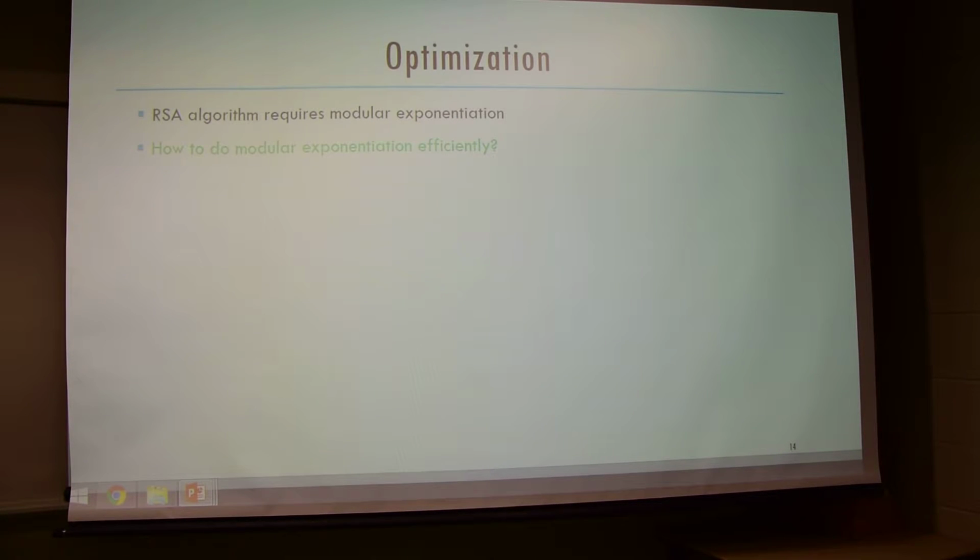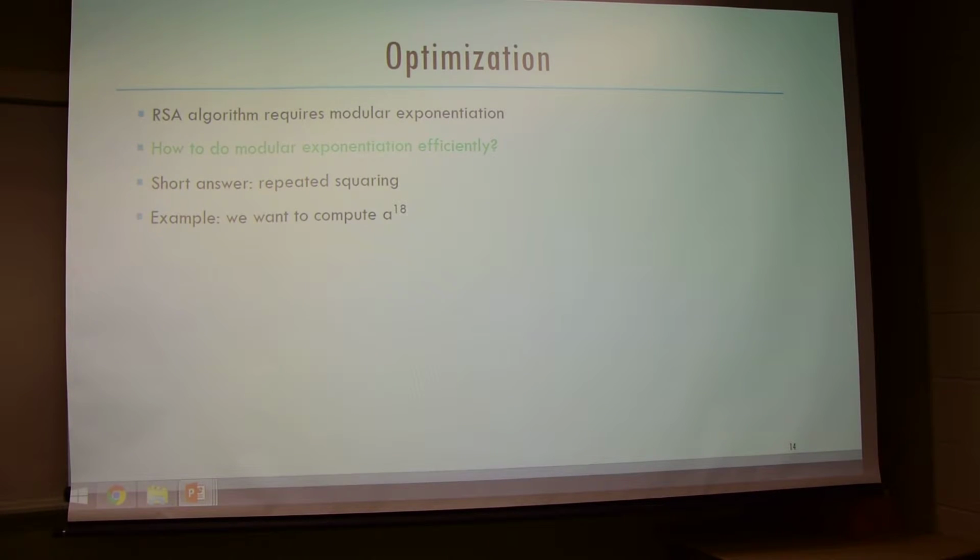So this one is simple power analysis. Before that, we need a little bit of background on RSA. The RSA algorithm requires modular exponentiation, and in some implementations, they care about how to do this modular exponentiation efficiently. The answer is to do repeated squaring.